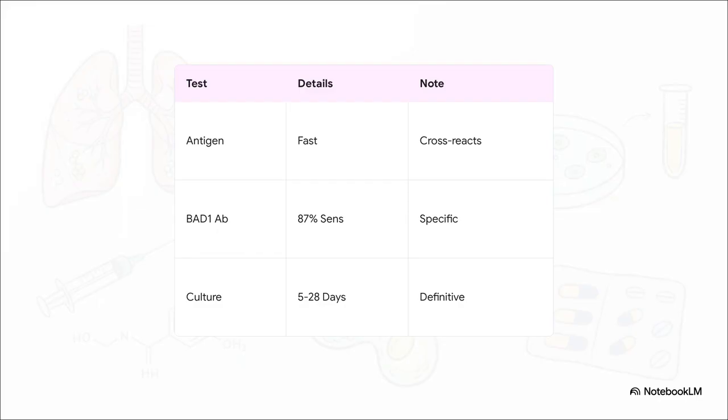Section 4. Diagnostic Danger Zones. Okay, you suspect the patient has blastomycosis, but getting the definitive diagnosis is where some of the most dangerous exam traps actually lie. Fungal culture is the definitive gold standard, sure, but it takes 5 to 28 days. You can't always wait that long.